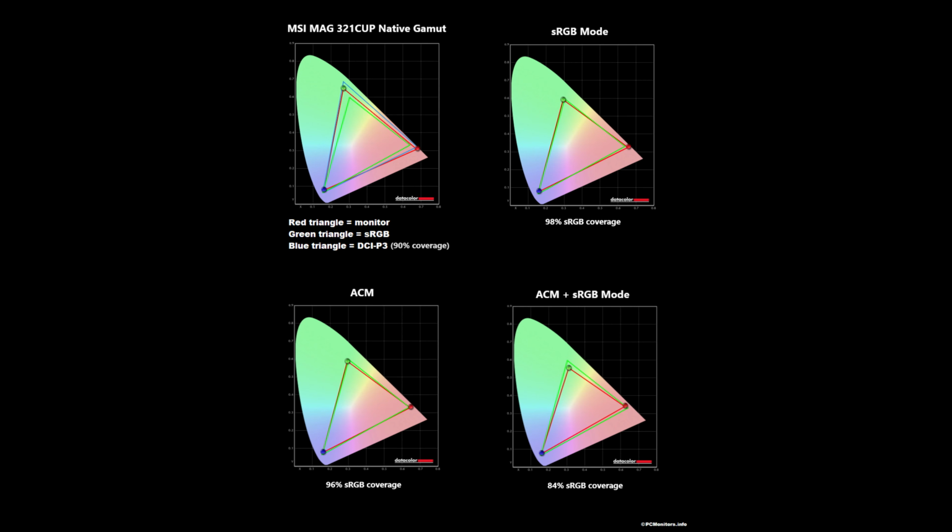And on the bottom right there, that shows what happens if you use ACM if you have sRGB mode enabled on the monitor. So I'm using the sRGB emulation setting on the monitor and I've applied ACM. So I'm basically double clamping and this causes huge undersaturation, 84% sRGB coverage now, which is not good at all. And certainly the monitor is capable of more than that.